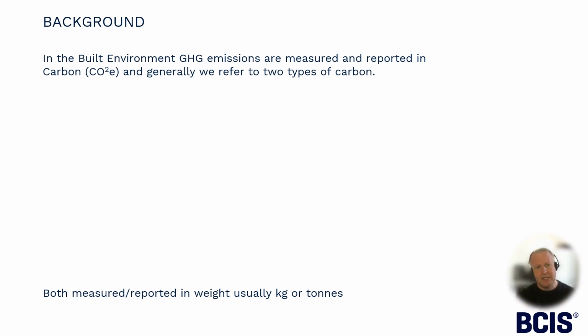They're all translated into a single number using a global warming comparator, an equation that takes those gases and reports it as a single number. So the E stands for equivalent. And when we're looking at built environment carbon emissions, generally we're talking about two different types of carbon that we're trying to measure and report. The first one is embodied carbon.